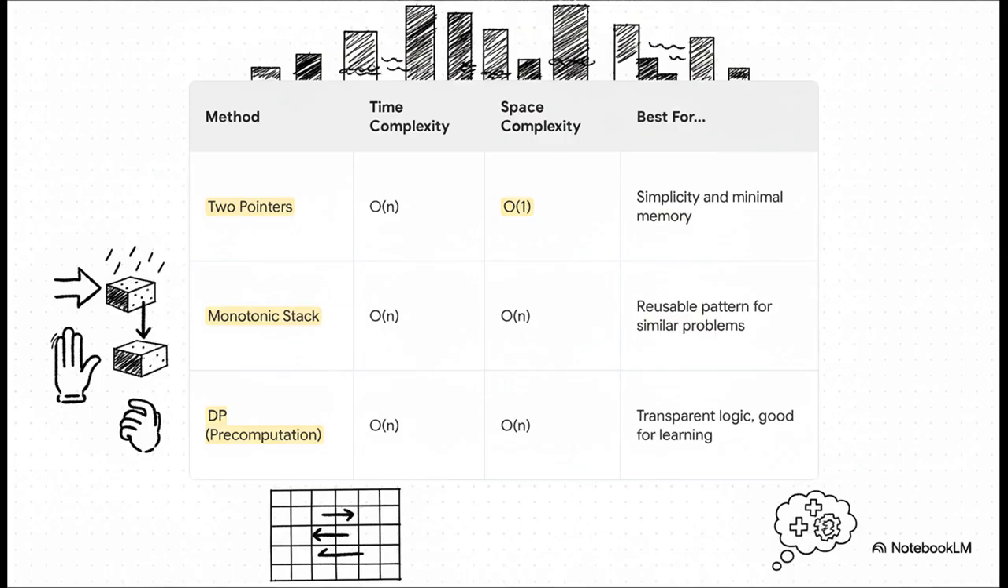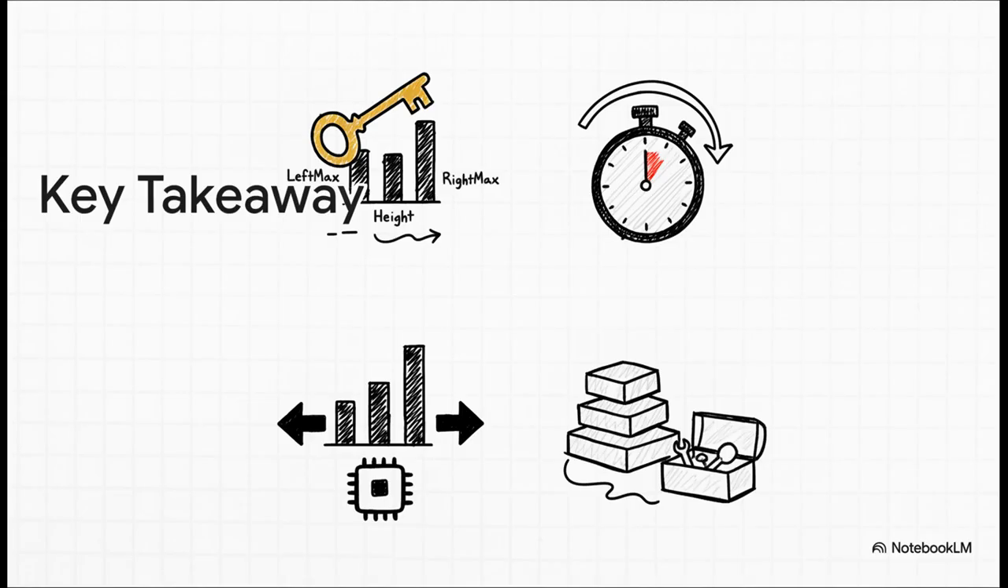But you'd want to study the stack method because that pattern is a key that unlocks a whole bunch of other tricky problems. So let's wrap this all up with the biggest takeaways. First, and most importantly, this entire problem hinges on that one golden rule. Water equals the minimum of the left and right maxes minus the current height. Second, a single pass, or O of n time, is the best you can possibly do.